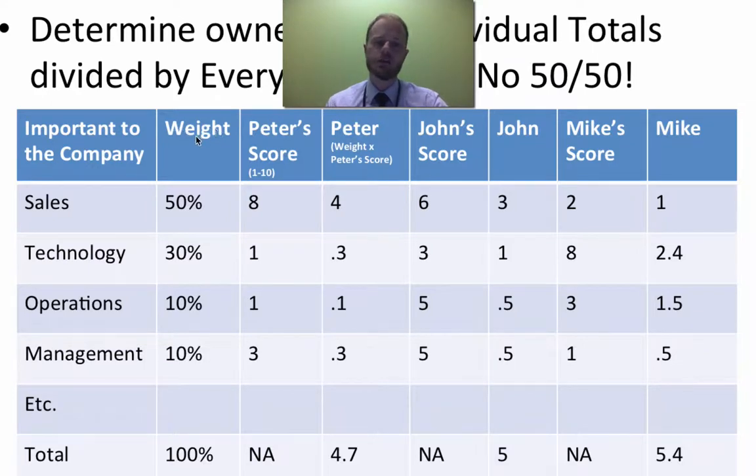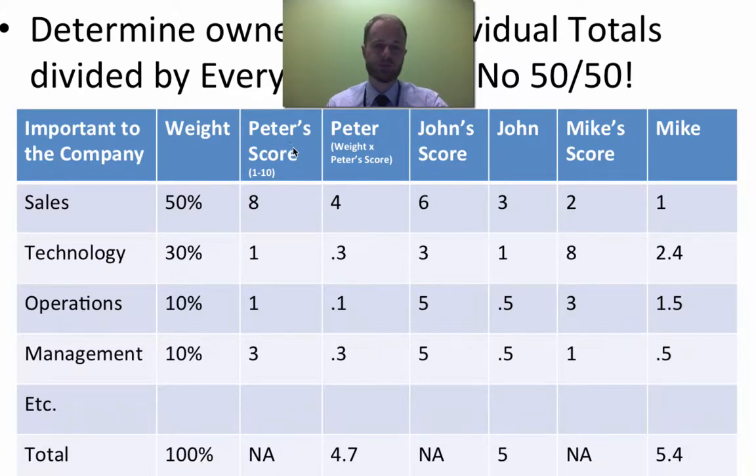Then collectively, we determined how important they were. So sales, we said it was the most important, at 50%. Technology is at 30%. Operations was 10%, and management is 10%, adding up to 100. Then we went person by person, taking the ranks that we ranked ourselves and each other, taking an average and filling in each of our scores.